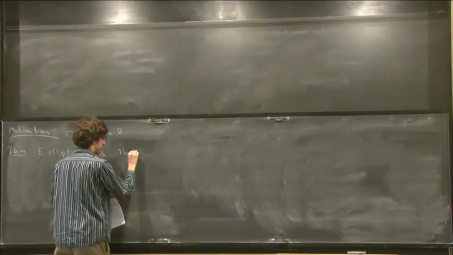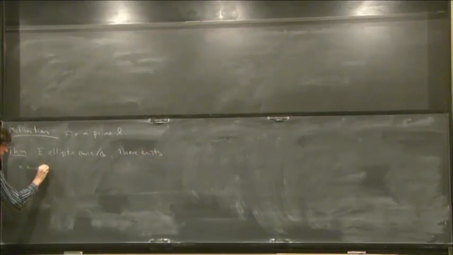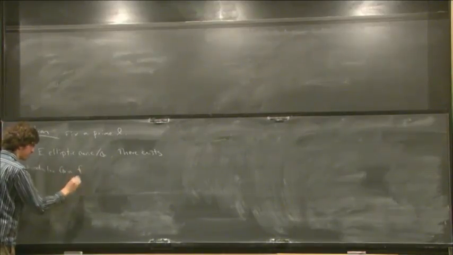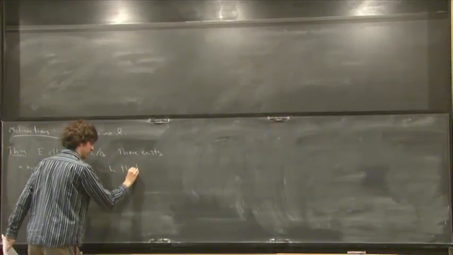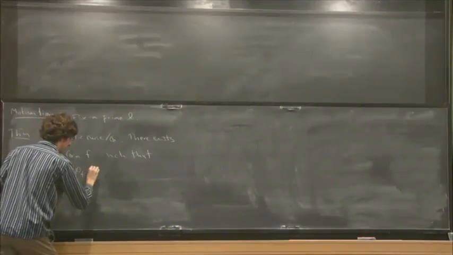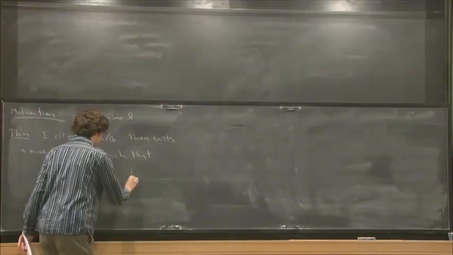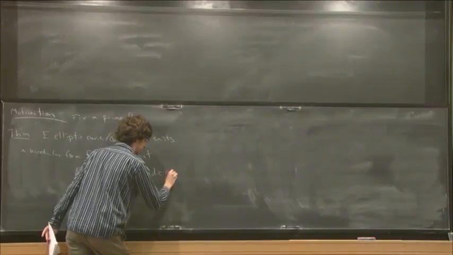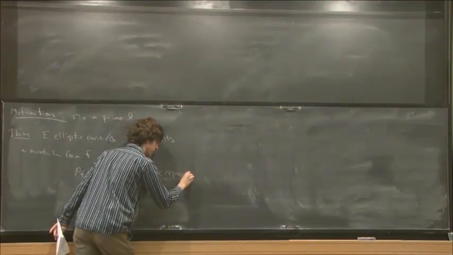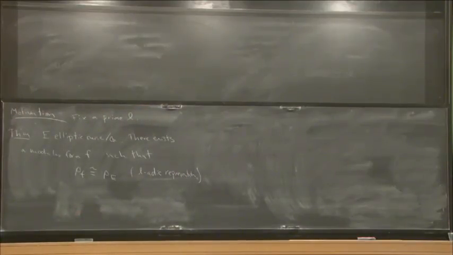Then there exists a modular form F such that there's an isomorphism between the Galois representation attached to F and the Galois representation attached to the elliptic curve. So this is the L-adic Tate module of the elliptic curve. And of course, this is the theorem of Wiles, Taylor-Wiles, and Breuil, Conrad, Diamond, Taylor.